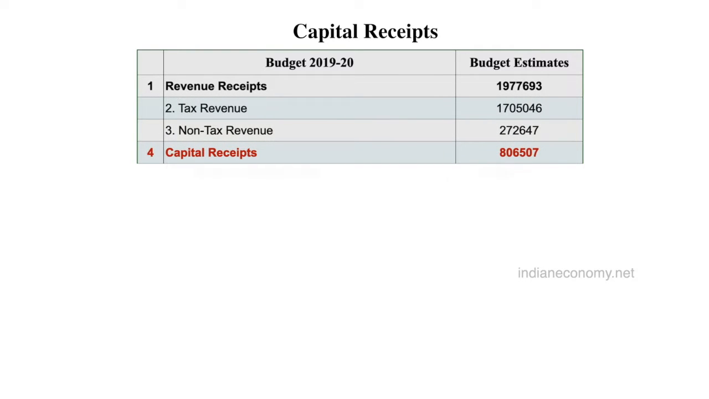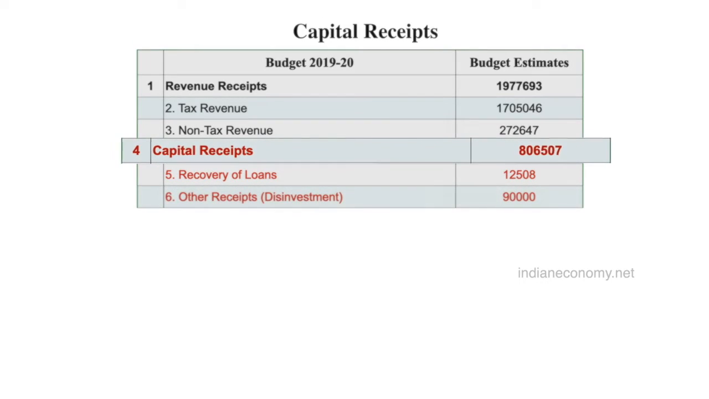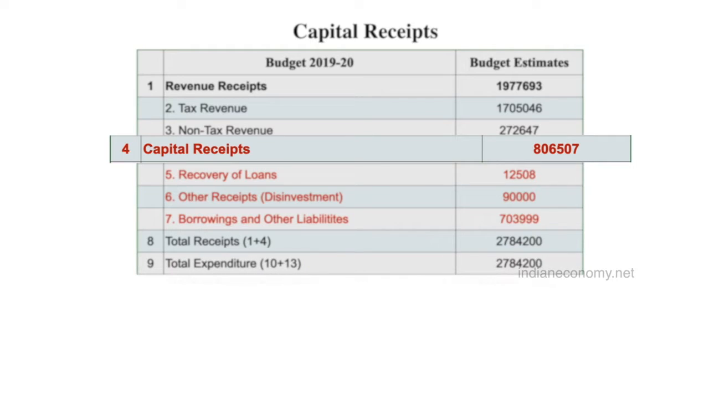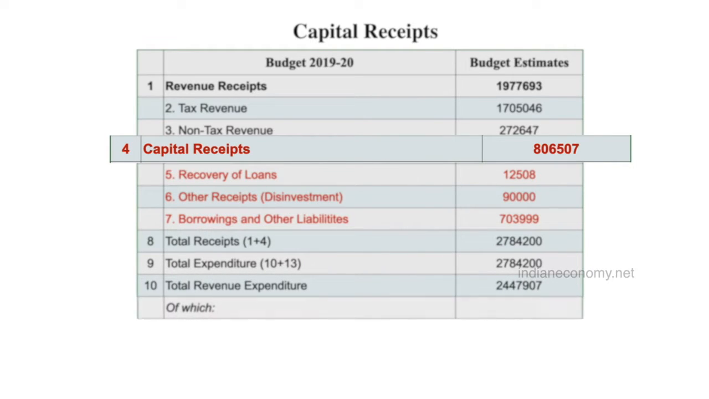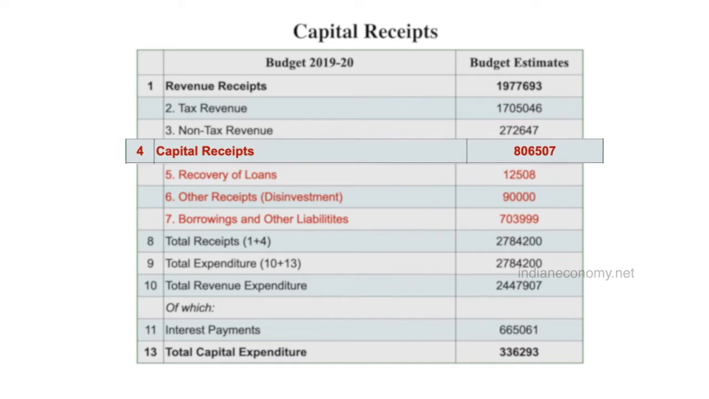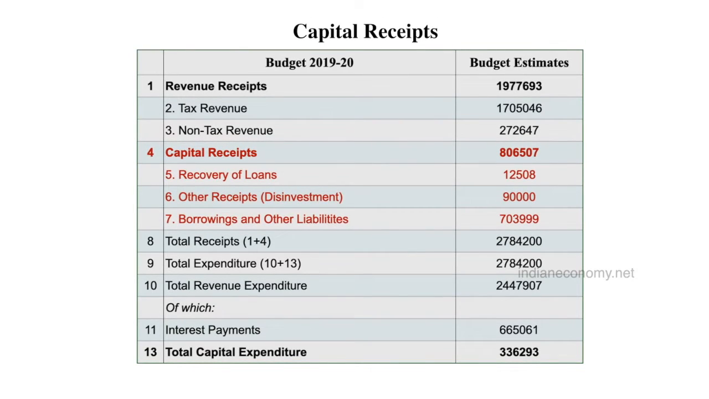Now we are coming to item number 4, that shows capital receipts of the government for 2019-20. And look at the table. What is the size of the capital receipts? It is just around 8,06,507 crores rupees out of the government's total receipts of 27,84,200 crores rupees. So the capital receipts are of relatively small size compared to the revenue receipts.